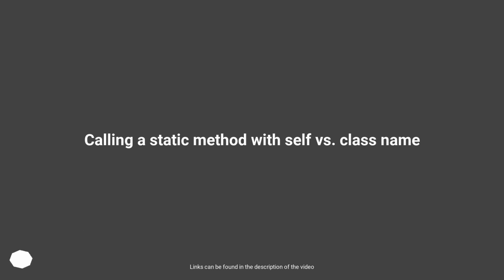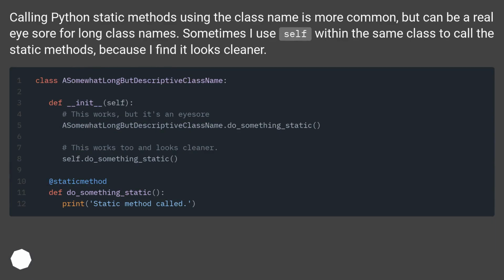Calling a static method with self versus class name. Calling Python static methods using the class name is more common, but can be a real eyesore for long class names. Sometimes I use self within the same class to call the static methods, because I find it looks cleaner.